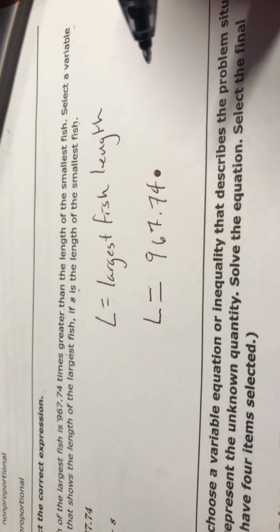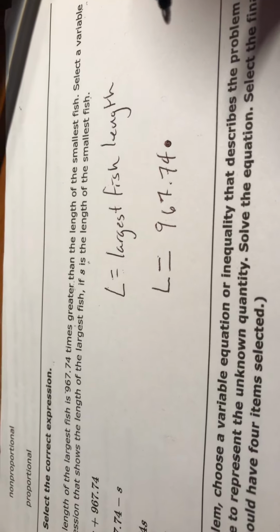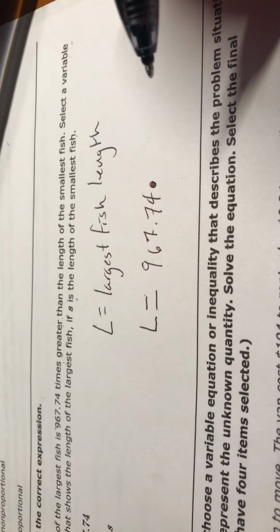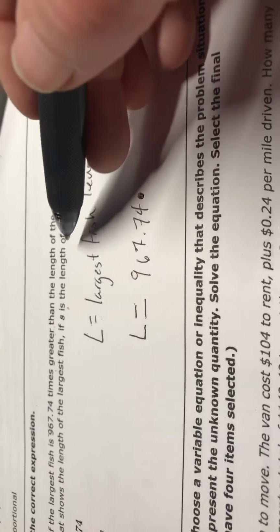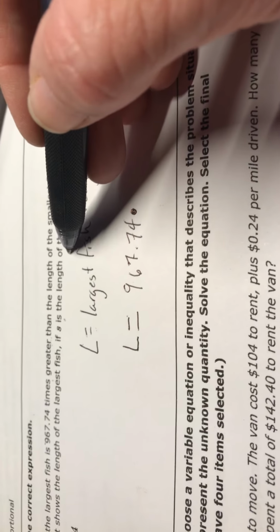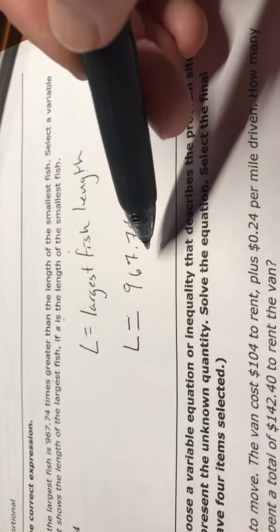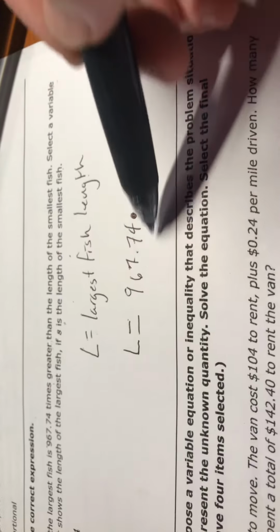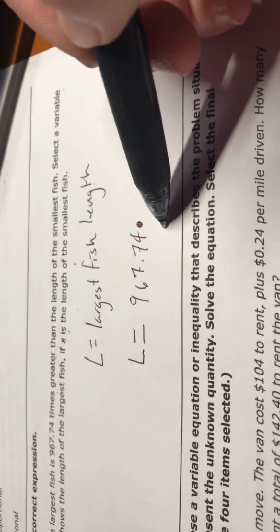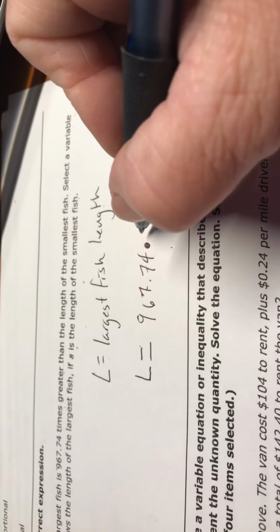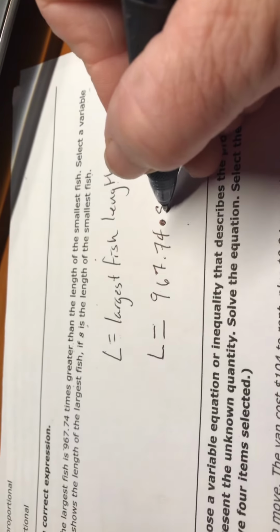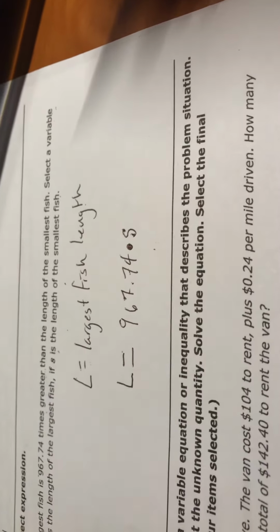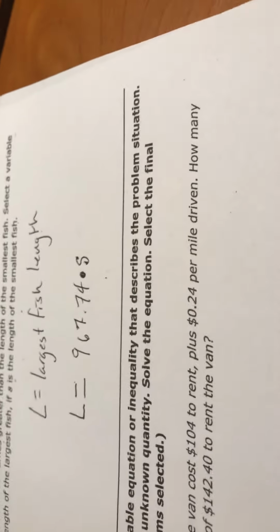All right, select a variable expression that shows the length of the largest fish if S is the length of the smallest fish. So they already give you the variable. So we don't know what the length of that small fish is, but we're going to take that small fish and multiply it by 967.74. That small fish was either really small or that big fish is really big. Okay? And now my S's tend to look like 5s. I'll try to make it look more like an S. So that would be the equation.